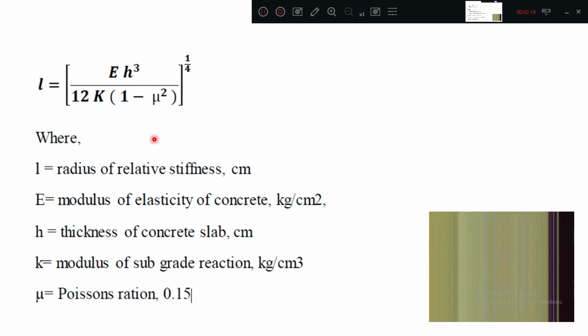Relative means when you are comparing one with another. Stiffness means its strength. So that is why relative means between two things. One is concrete, another is subgrade. Stiffness here is nothing but strength of the concrete. Okay, so where E is modulus of concrete, H is thickness of the slab, K is subgrade reaction. So you have understood now. E is nothing but concrete strength or modulus of concrete relative to the subgrade. That is why we call it by the name relative stiffness. Okay, Poisson's ratio, we take it as 0.15. We generally call it the relative stiffness of the slab.